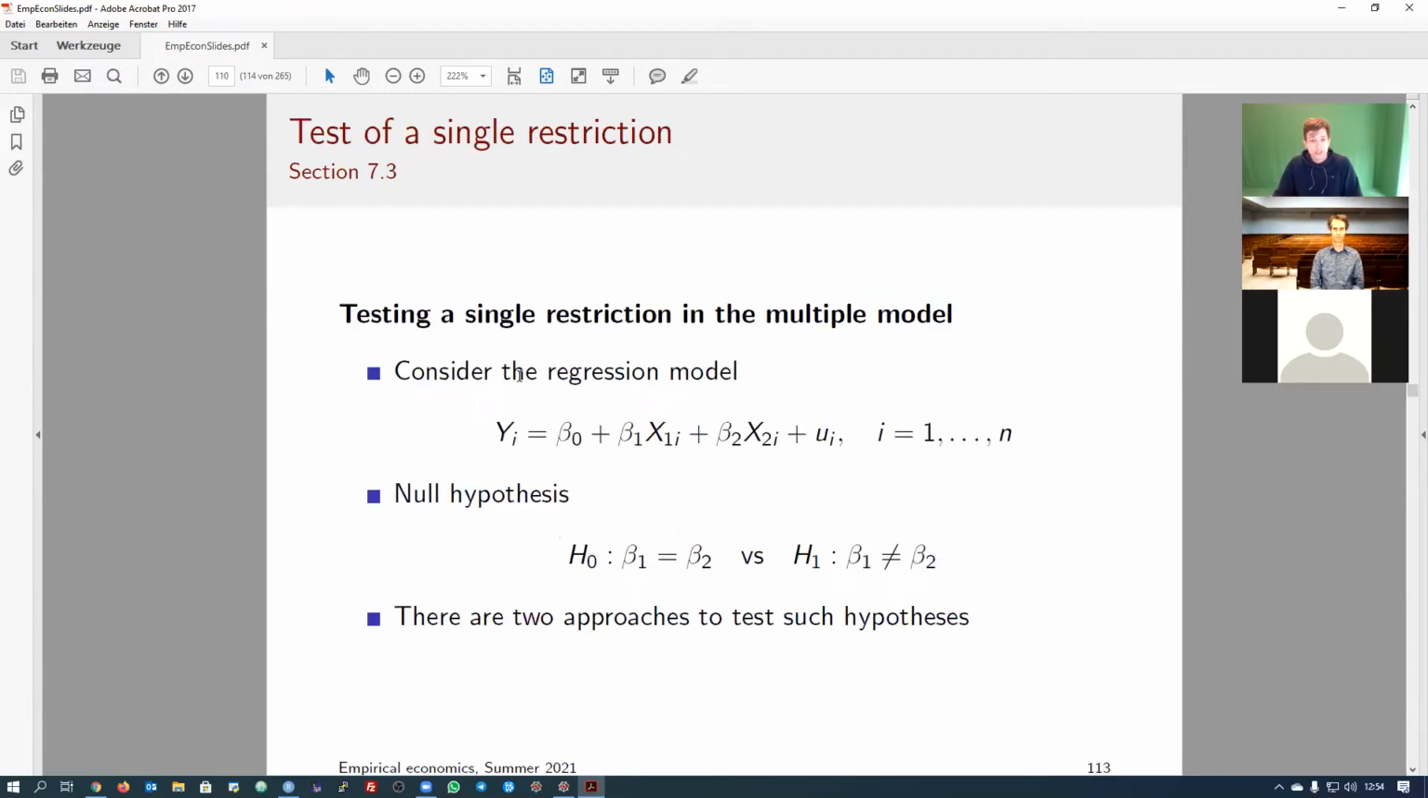Another interesting thought is to test whether 2 coefficients are actually equal to each other. So is the coefficient of class size equal to the coefficient of expenditure per student?